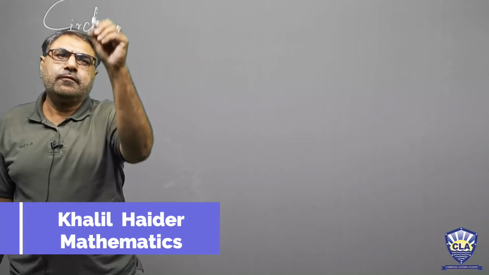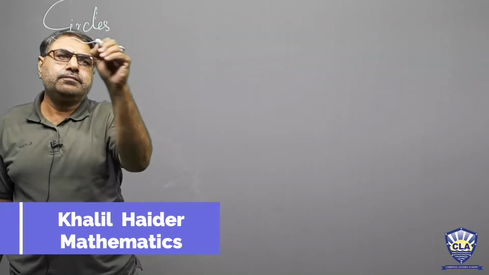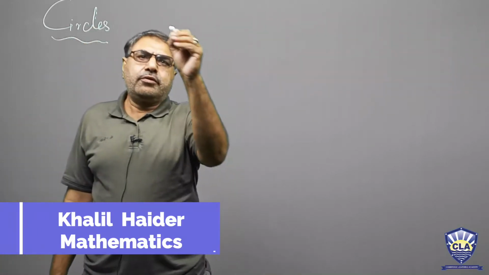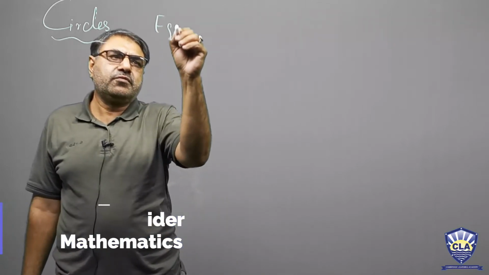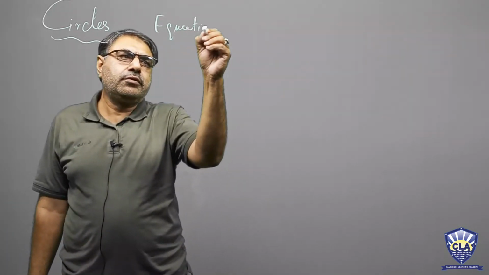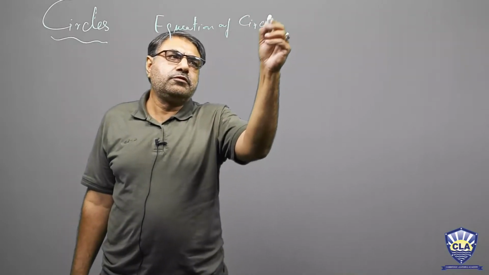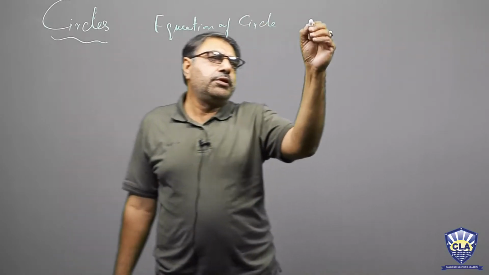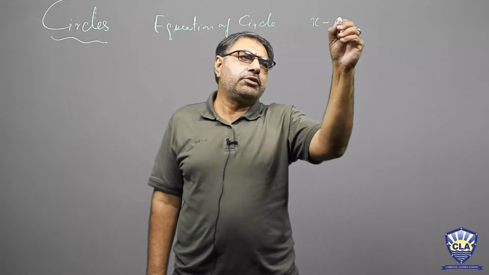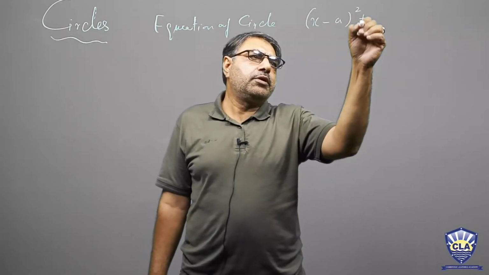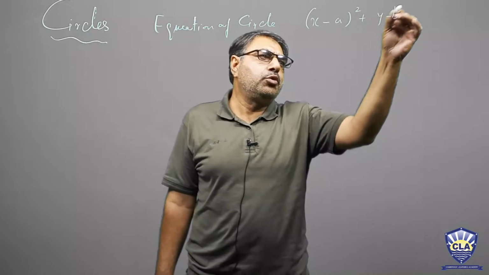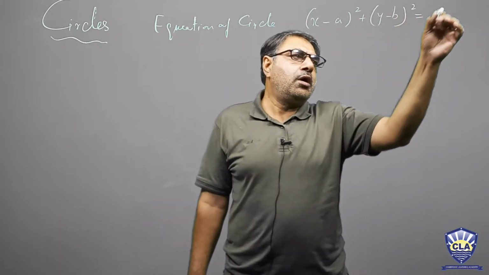Today's video is about circles. Equation of circle, which is in this form: (x minus a) whole square plus (y minus b) whole square equals r square.